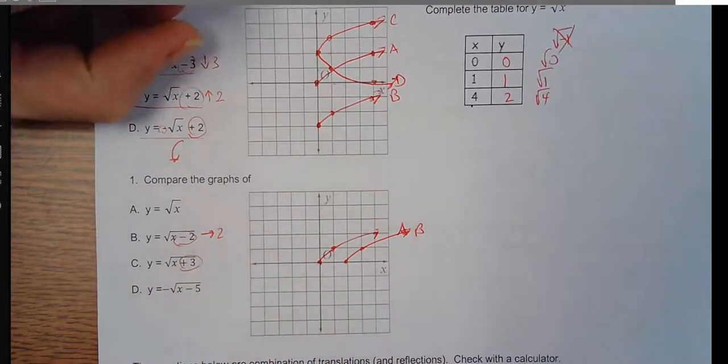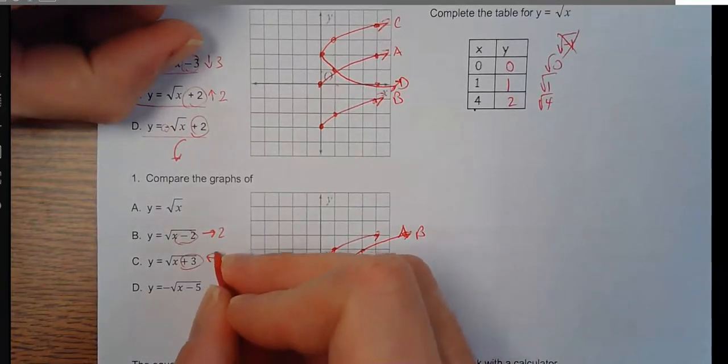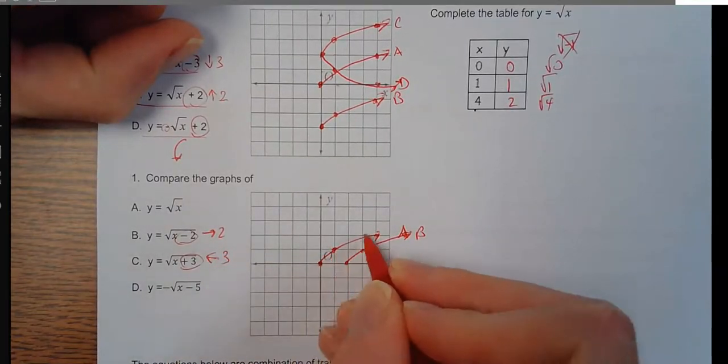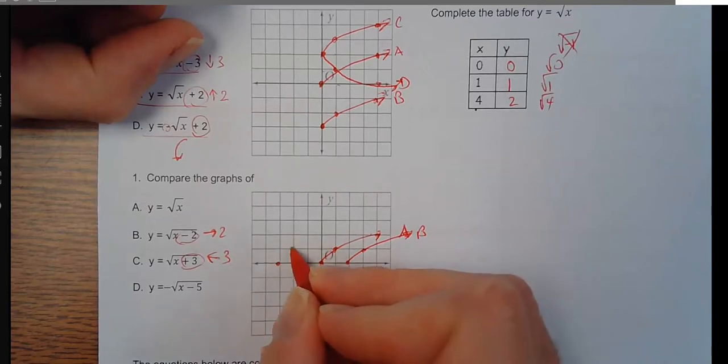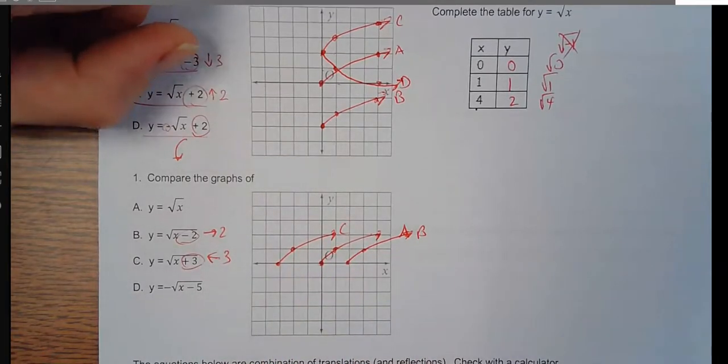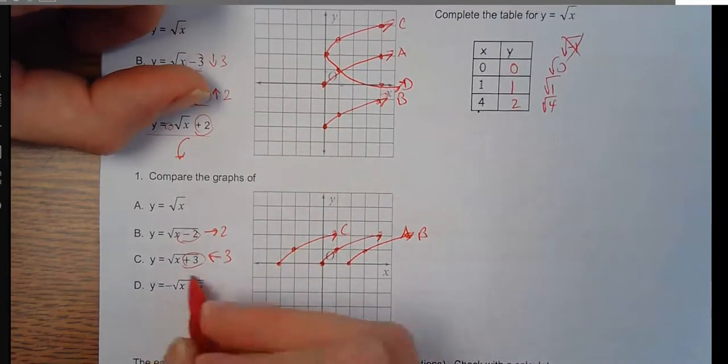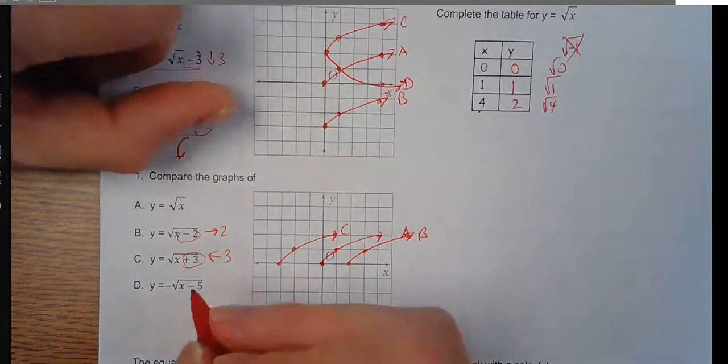Then this one is a +3 inside, so that's going to be left 3 units. So all these original A points go left 3, so left 3, left 3, left 3, like something like this. There's C.